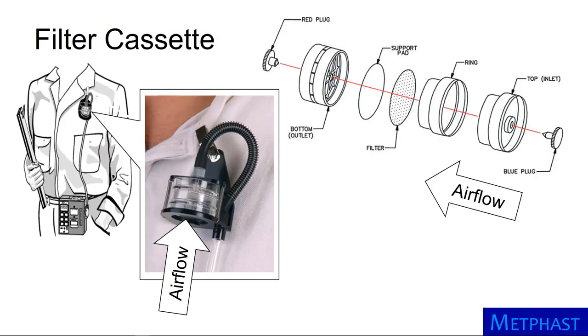Typically, filters are sold for air sampling already installed in filter cassettes. Here we see a filter in a filter cassette, which is then clipped to the lapel of a worker. Airflow is pulled from the breathing zone through the filter by a belt-mounted air pump. The filter cassette is composed of a bottom section which holds a support pad and the air sampling filter. These components are held in place with a ring that is press fit into the bottom section. Filter cassettes can be operated with a top inlet closed face sampling or without the top inlet open face sampling.